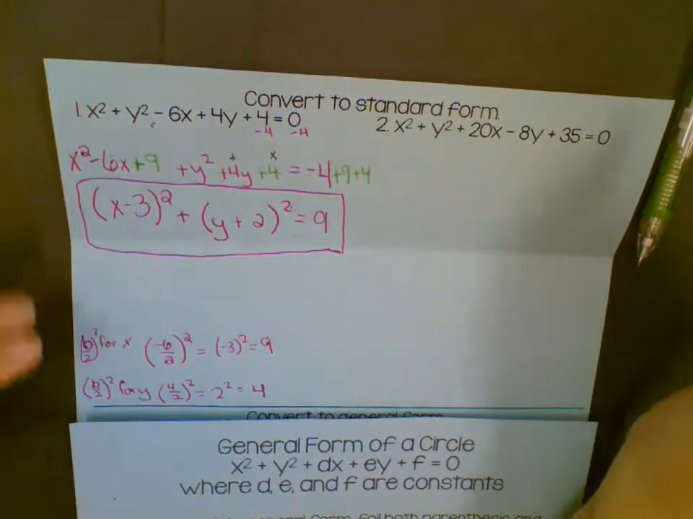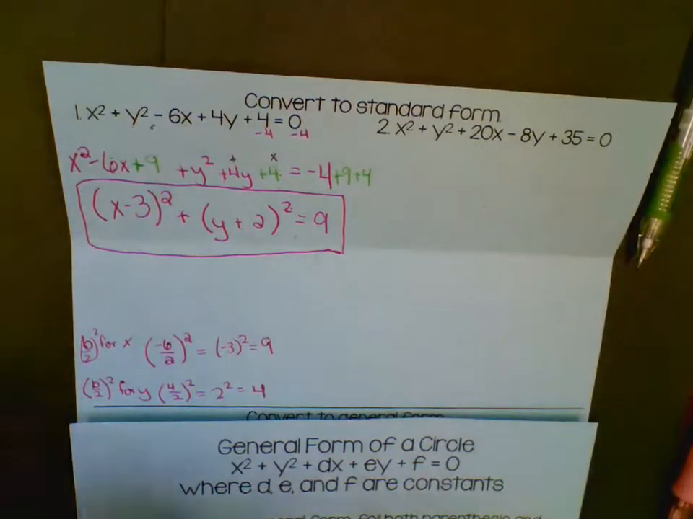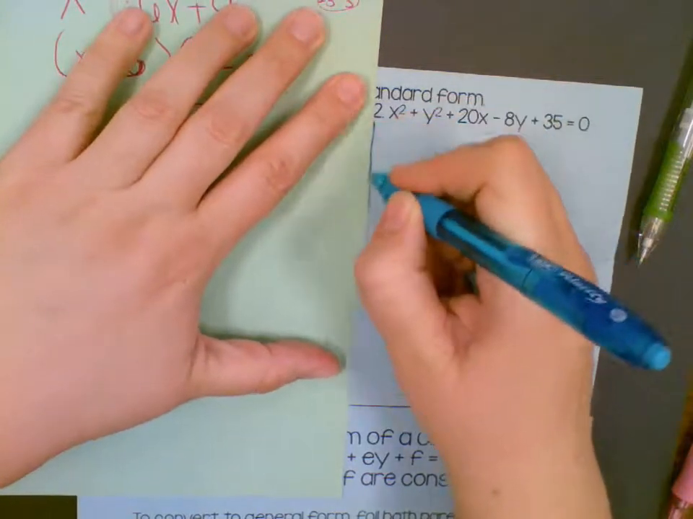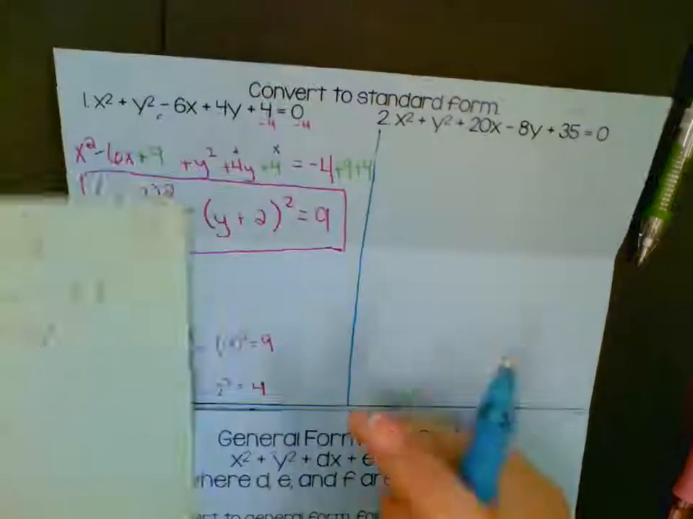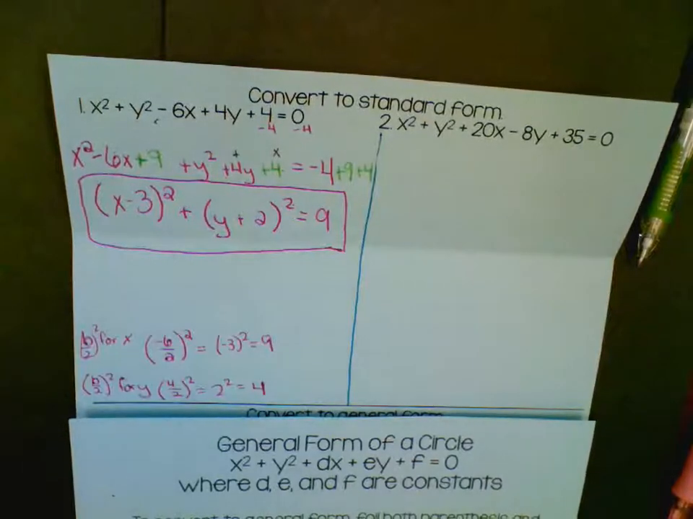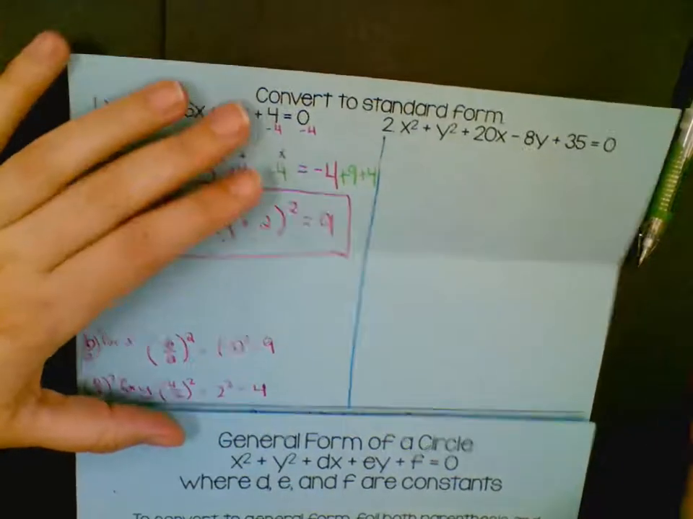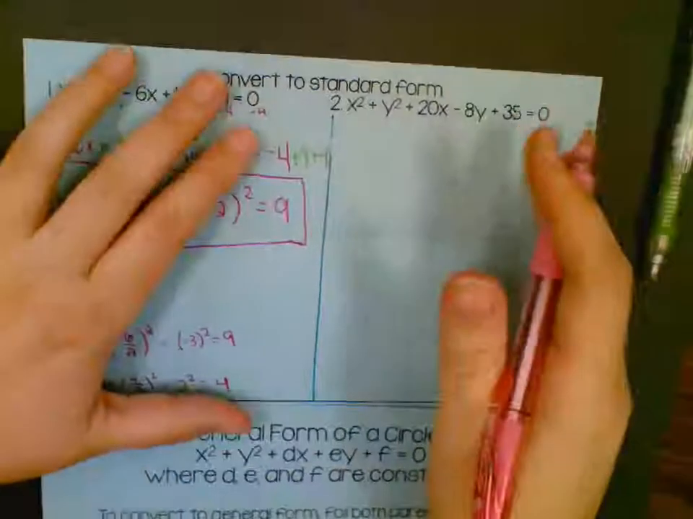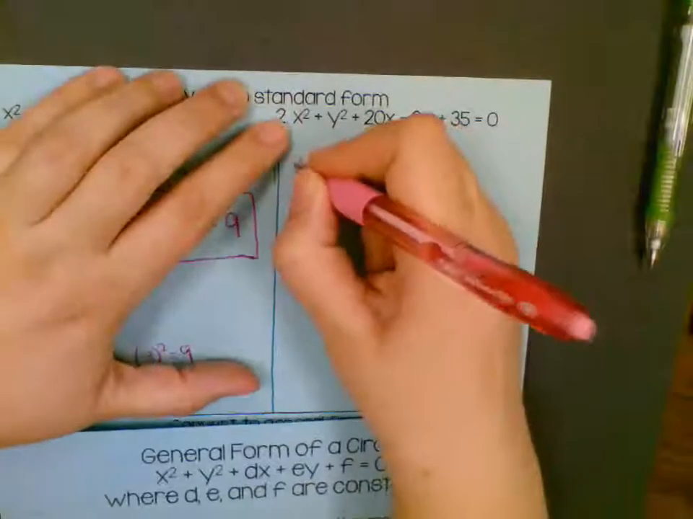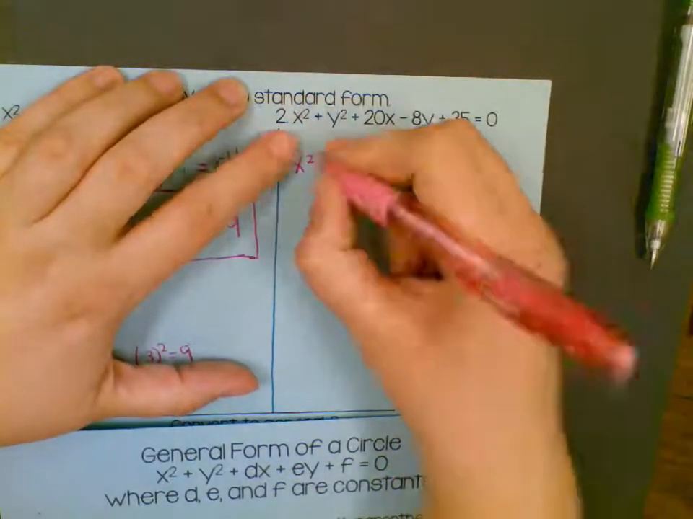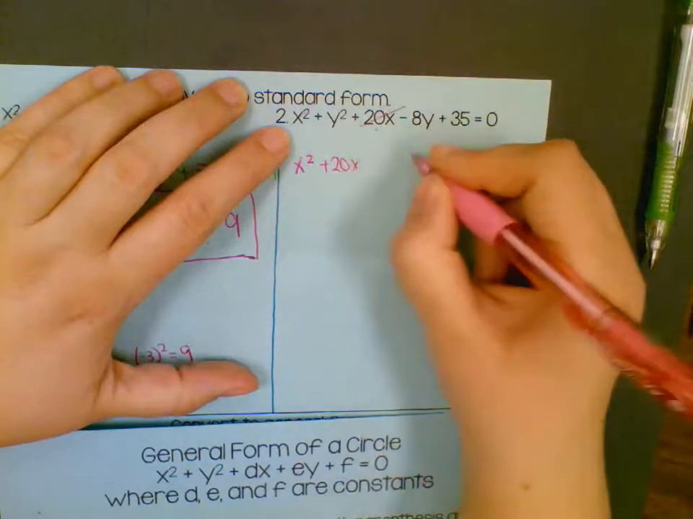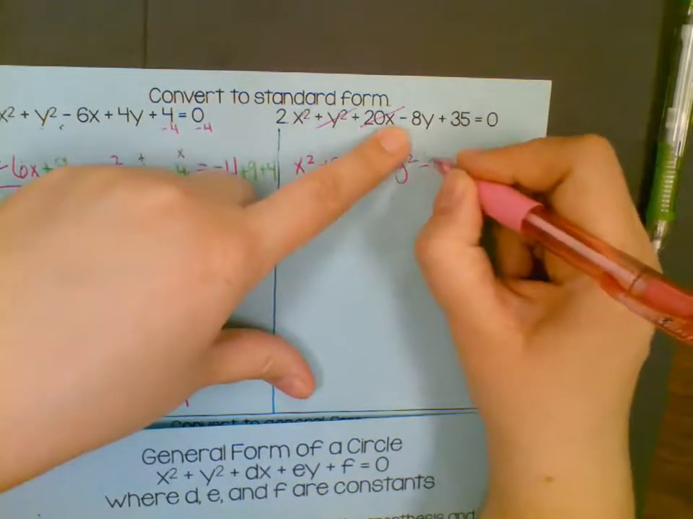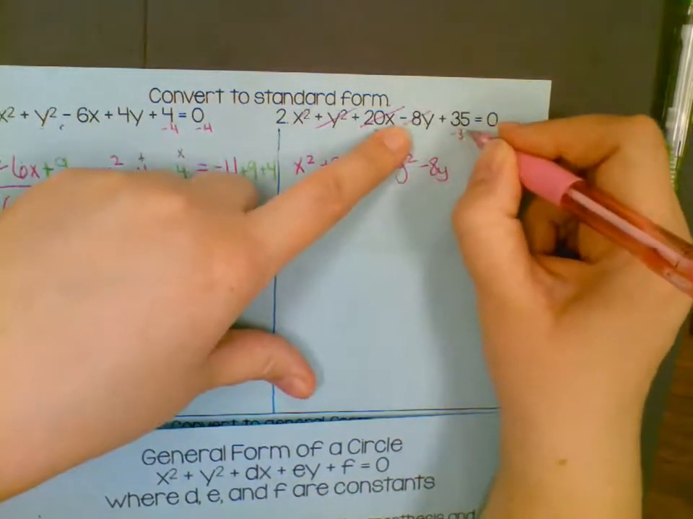Okay, so let's try the next one. I know these can be kind of complicated. So remember, our first step is to rearrange all of our terms. We want to put the x's together in the front, the y's next, and move the constants to the other side. So we have x squared, we took care of that one, plus 20x, did that one, leave some space, y squared minus 8y, and then we're going to subtract this over to the other side.